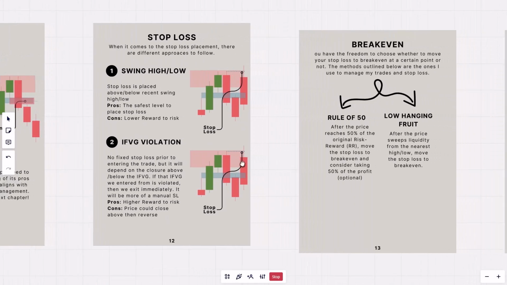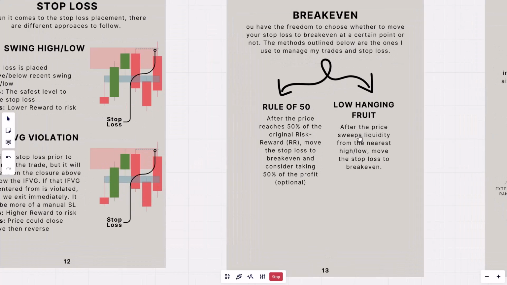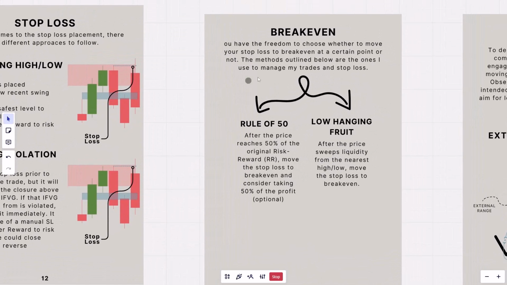Now going into the break even, there are actually a lot of different ways to go break even, but there are two main ones, and I do follow those. The first one is the rule of 50. For example, we have 4-to-1 reward to risk. When following the rule of 50, basically at 50% of this trade, which is the 2R, I'm going to be going break even, and I'm going to take 50% of my trade.